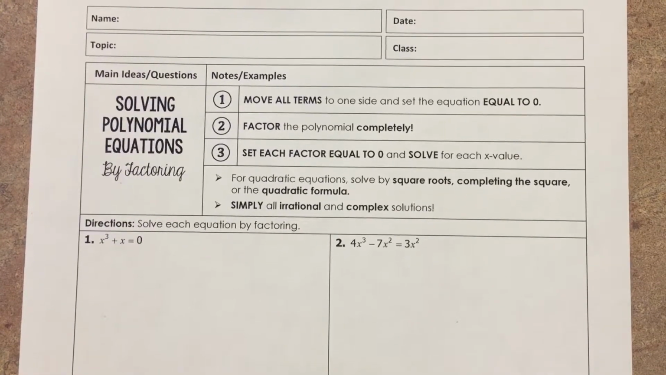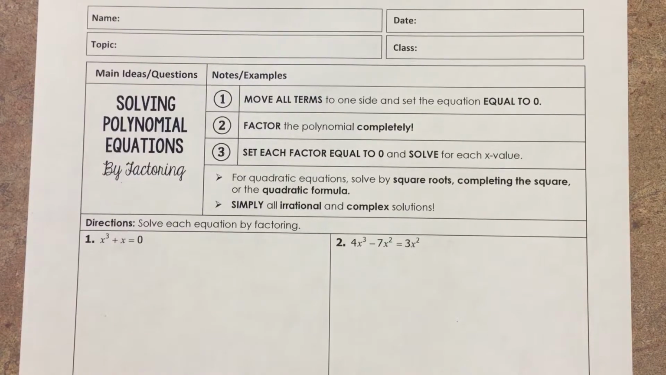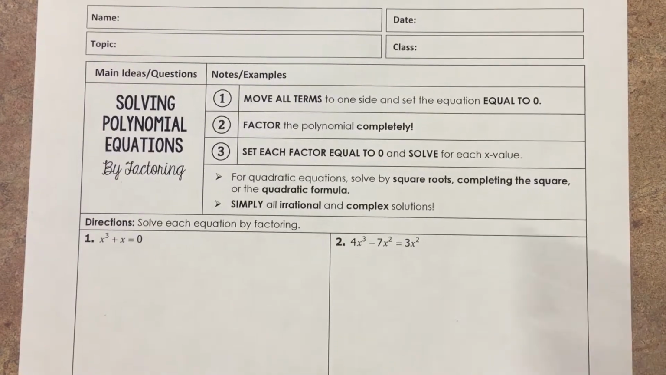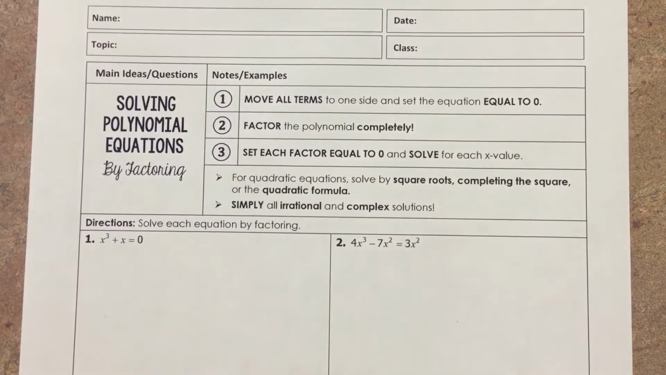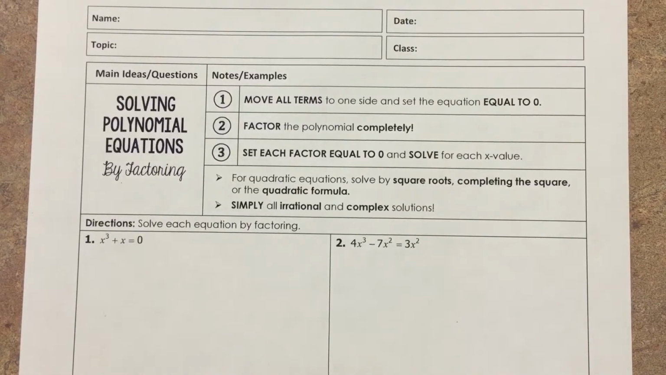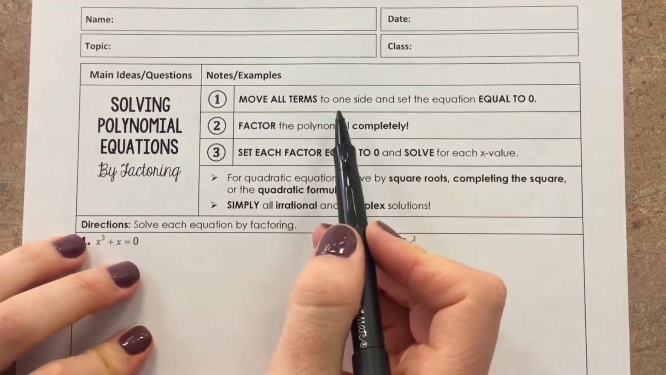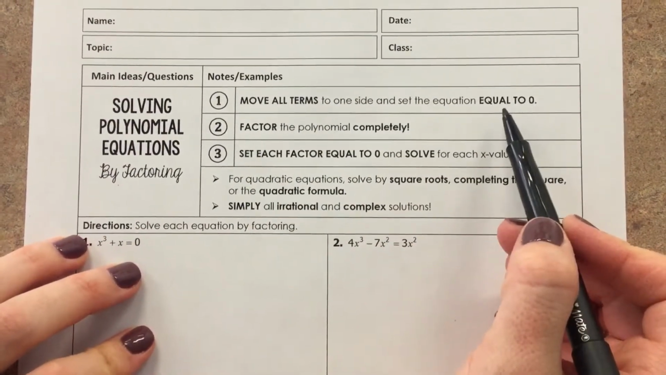So we are going to start by doing number 2 together. We're going to do 2 and 4 on this page. So I'm going to walk you guys through these 3 steps while we look at number 2. So step number 1, move all terms to one side and make sure the equation is set equal to 0.